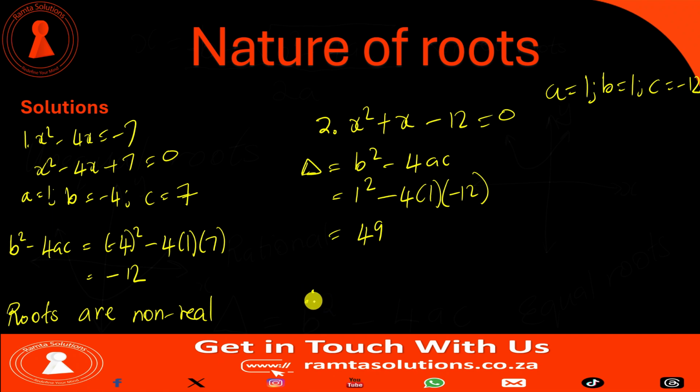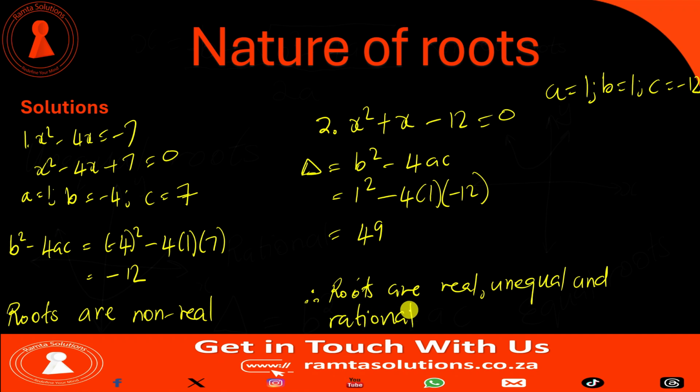So you must ask yourself about 49. Therefore, what do you say about the roots? Are they less than 0? No. So they are real. Are they equal to 0? No. So they are unequal. Is 49 a perfect square? In order for you to know if something is a perfect square, you just put whatever you have under a square root. Obviously, 49 is a perfect square. It is 7 squared, so it means it is rational, right? The roots are real, unequal, and rational.